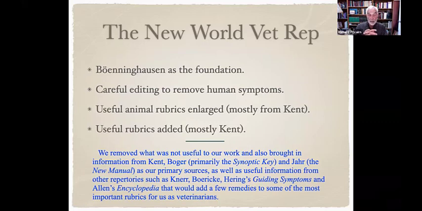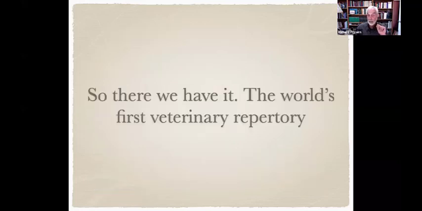And then we took any rubrics in there that could be recognized in animals, and we enlarged them, mostly from Kent's. And lastly, we added some rubrics, mostly from Kent's, that would be particularly helpful for animal cases. So we took out what was not useful to our work to make it simpler to use the repertory. We brought in additional information from Kent and from Boger, mostly the synoptic key, and from the new manual, as our primary sources. And we also brought in some useful information from other repertories, like from NERS, Boericke, Hering's Guiding Symptoms, and Allen's Encyclopedia. Not very much, but some. A few remedies that we found would be most important for us as rubrics for veterinary use. Okay? So there you have it. That's going rather quickly, I know. You might have questions about it, but that's how we came up with the first veterinary repertory.